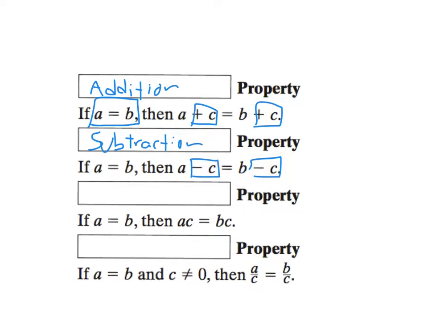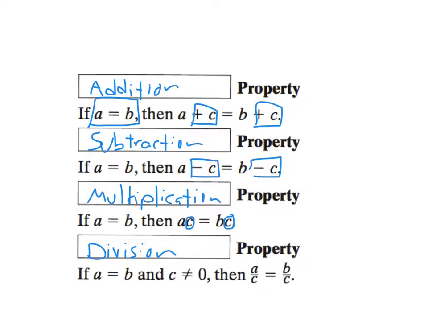You know the other ones, but I'll go ahead and say it. So if we multiply by C on one side, we must do it on the other. So this is the multiplication property. And lastly, we see if we divide by C on one side, we have to divide by C on the other. That's the division property.